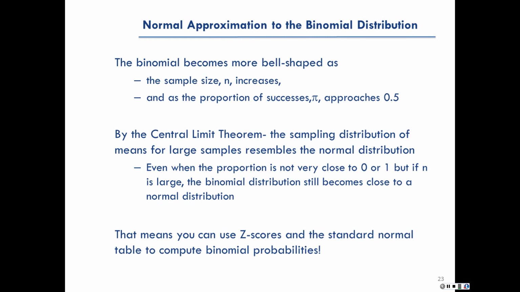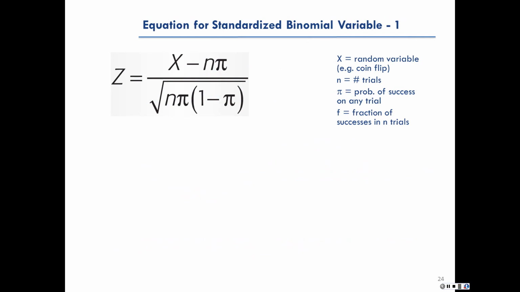So why should you care? What this means is that you can use z-scores and our handy table to compute binomial probabilities instead of doing them by hand. And so the equation for standardizing a binomial variable, the random variable referred to as x, for instance, our coin flip, is the equation for getting the z-score. It's equal to x minus the number of trials multiplied by the probability of success on any trial, that's in the numerator, divided by the square root of n multiplied by pi multiplied by 1 minus pi. And that's how you get your z-score.